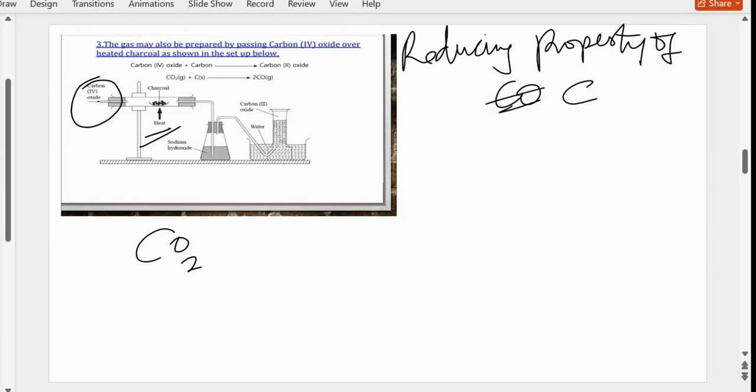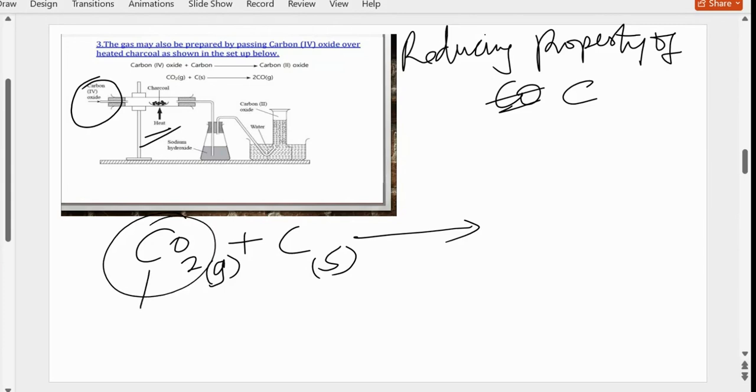So it means CO2, carbon dioxide, which is a gas, plus carbon, which is solid in that case, CO2 is reduced to CO. Okay, we are reducing CO2 to CO. And that's why we are saying this method can also be used to prepare CO. So you pass CO2, we reduce it to CO, and then this sodium hydroxide here, its purpose is to absorb the CO2 which might not have been reduced by charcoal at this point.